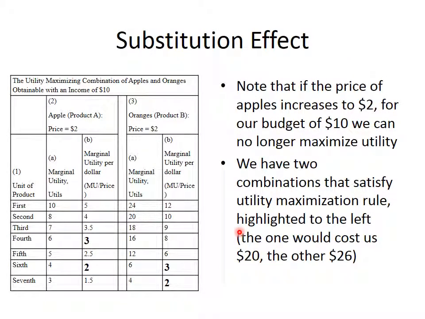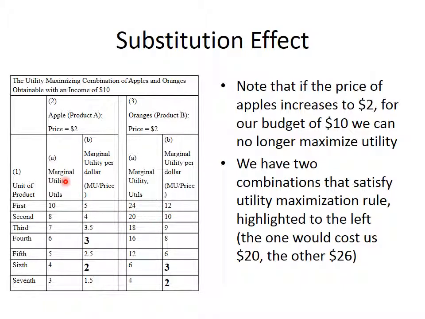Now, let's look at the substitution effect. And this is a little bit different than the example the book uses. In the book, they drop the price of oranges conveniently enough to $1 so that their model will work out perfectly. I don't do that. Instead, let's increase the price of apples to $2 and take a look at where we are.